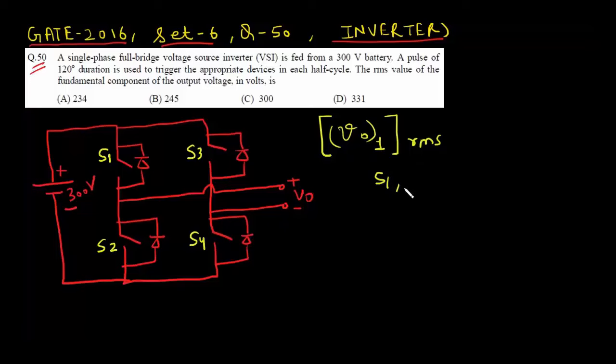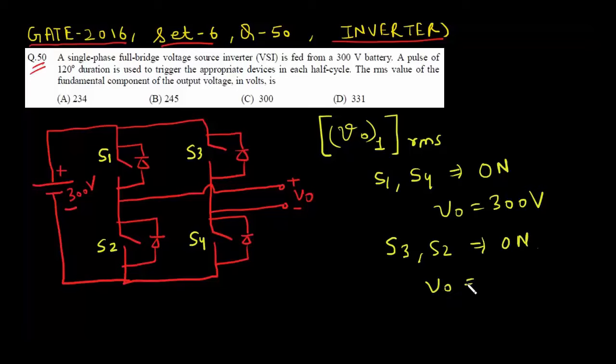When S1 and S4 are on, your output voltage will be equal to 300 volt, and when S3 and S2 are on, the output voltage will be equal to minus 300 volt.